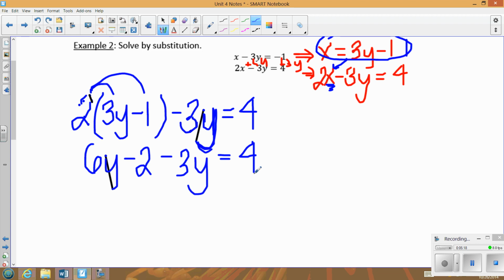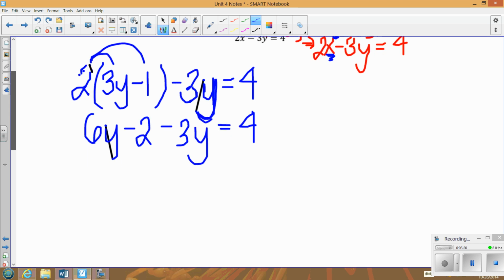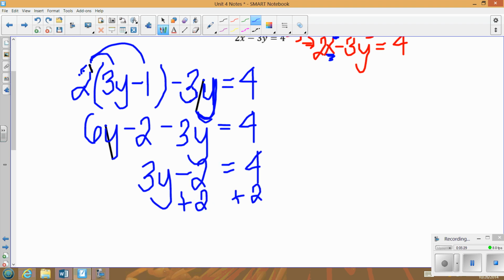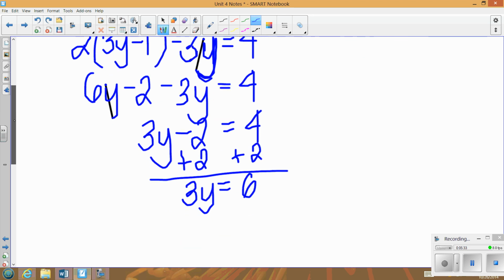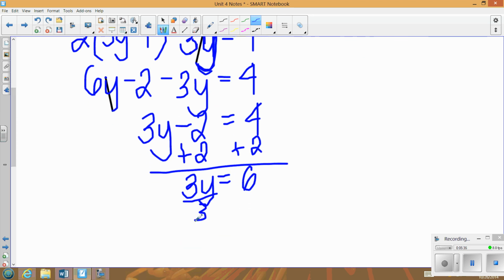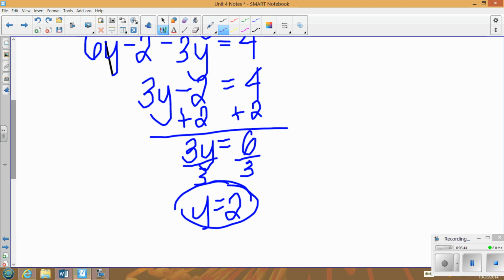And you're just solving this equation for y. So group your like terms. When I subtract 6y minus 3y, I have 3y minus 2 equals 4. Add 2 to both sides, so I have 3y equals 6. Divide everything by 3. We get y equals 2. So now I take that, remember, and you can plug it into either equation. You still have to find x.